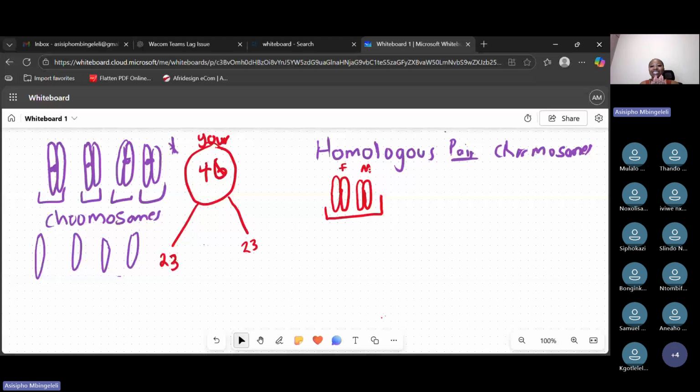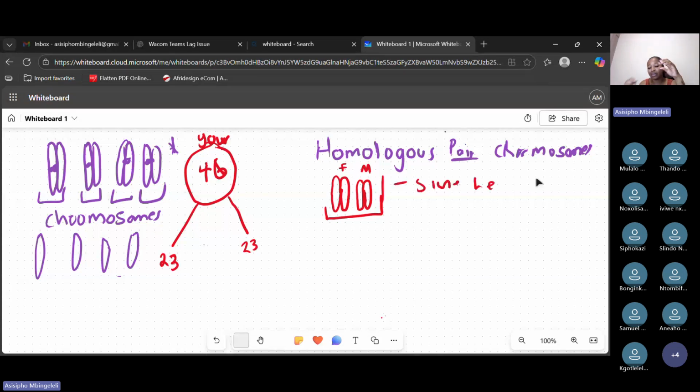And it will not be just any pair. There are certain things that will need to be the same in order for us to call them a homologous pair. Please note these three things. In order for us to call them a pair, they will need to have the same height. Homologous chromosomes will have the same height.